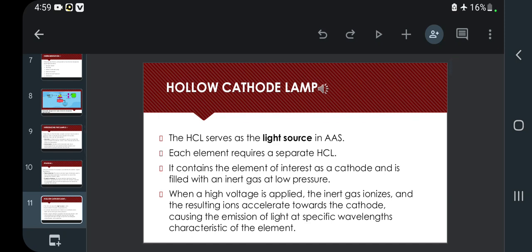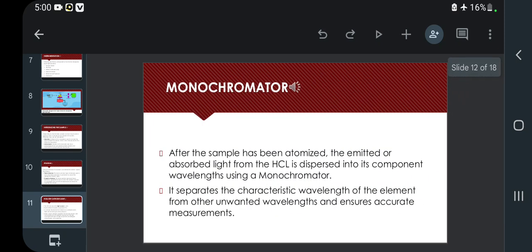Hollow cathode lamp. The HCL, hollow cathode lamp, serves as the light source in AAS. Each element requires a separate HCL. It contains the element of interest as a cathode and is filled with an inert gas at low pressure. When a high voltage is applied, the inert gas ionizes and the resulting ions accelerate towards the cathode, causing the emission of light at a specific wavelength characteristic of the element.